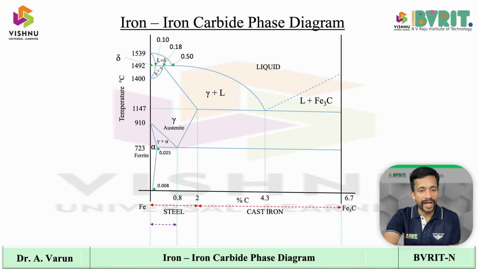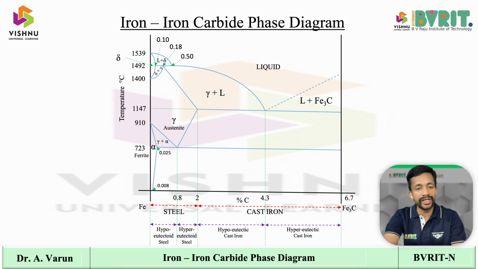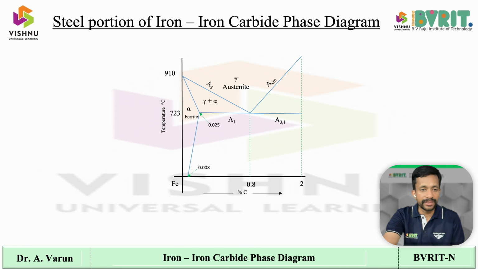Less than eutectoid is called hypo. More than eutectoid is called hyper. So you have hypoeutectoid steel, hypereutectoid steel, and hypoeutectic cast iron, hypereutectic cast iron. Now let us focus on the steel part. So steel is from 0 to 2% of carbon, already we discussed, and we only focus up to the austenite zone, because at higher temperatures there is no stability, and it obviously gives us a change in the structure.